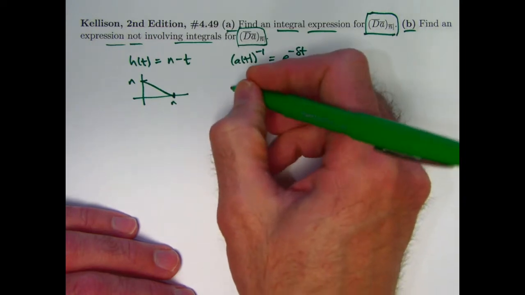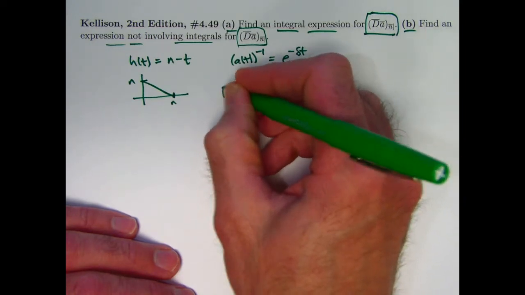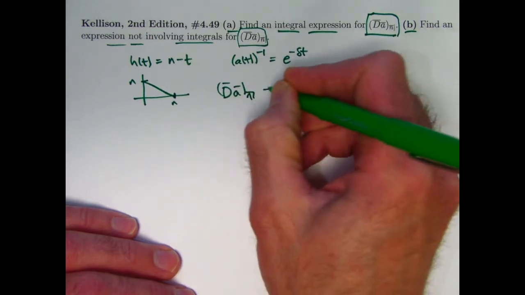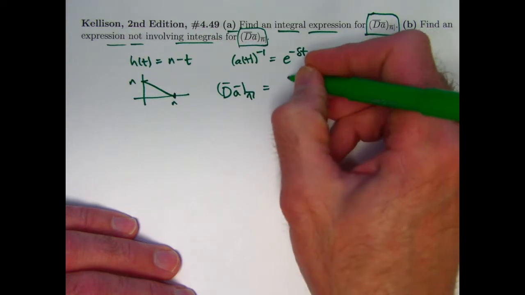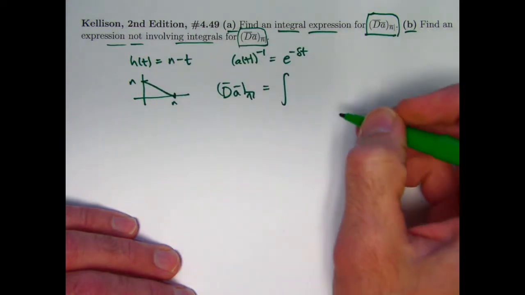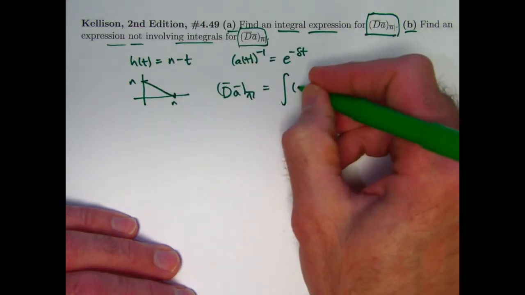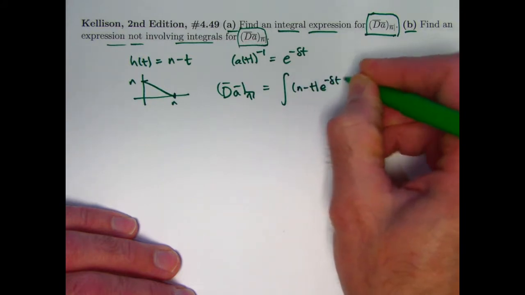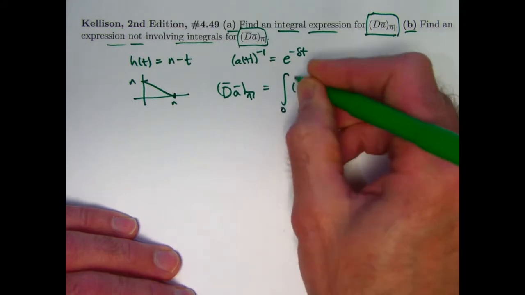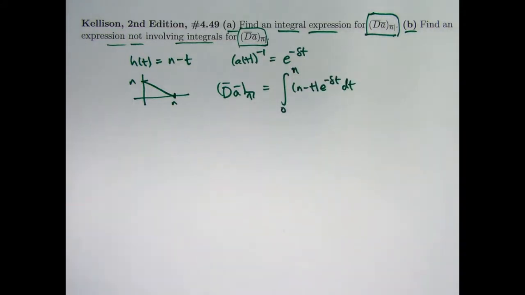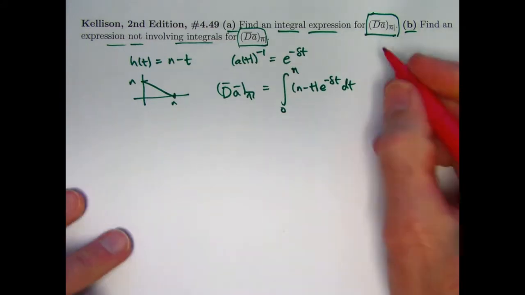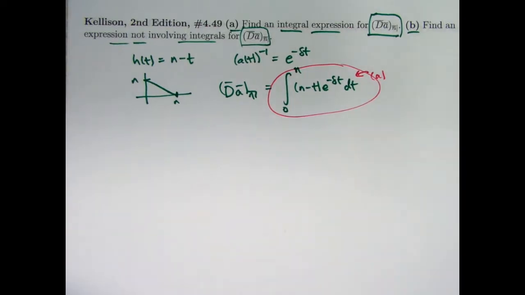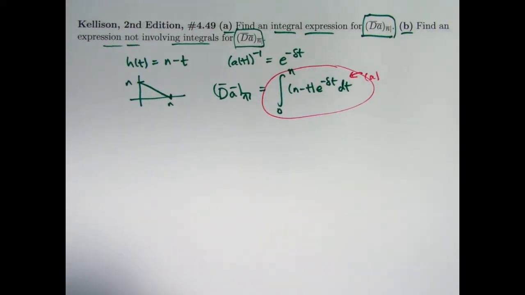So as I've discussed before, to find this present value, which again, let's write the symbols down, d bar a bar sub n, we need to integrate the product of h of t and the discount factor here. That's going to give us the integral of n minus t times e to the negative delta t as t goes from 0 to n. And I guess you could say this answers part A. It's one way to answer part A at least. There's an expression involving an integral for this present value.